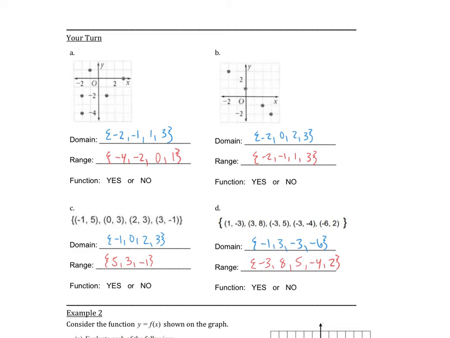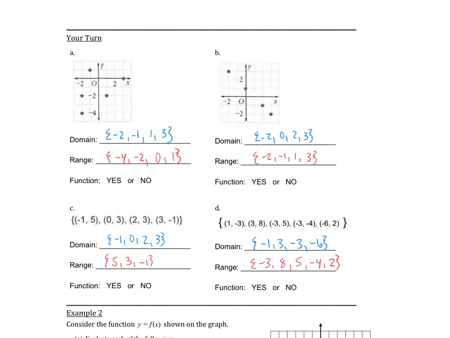All right, going through these, our domain for the first one. Remember, for the domain, I'm looking at all my x values. So I would look -2, this one's at -1, this one's at 1, and this one's at 3. All right. And then for my range, I'm looking at the y values. So that would be at -4, -2, at 0, and at 1. The last question is asking for, is this a function, yes or no?